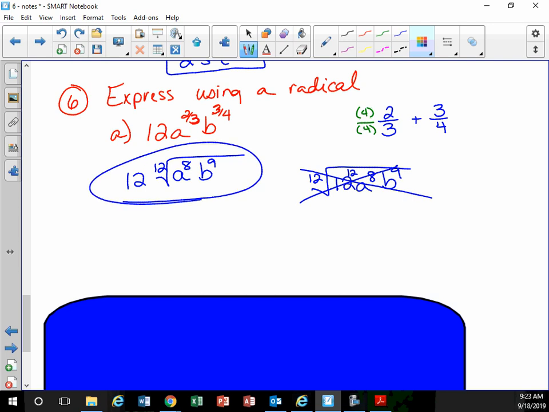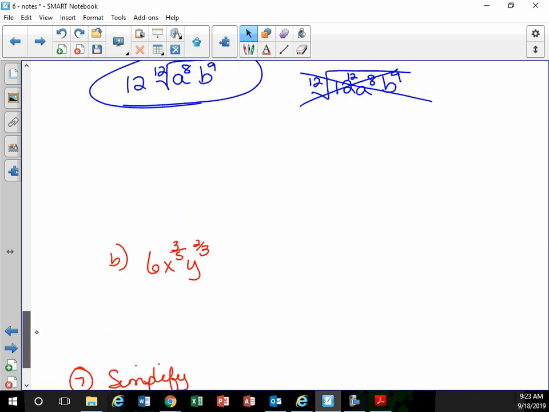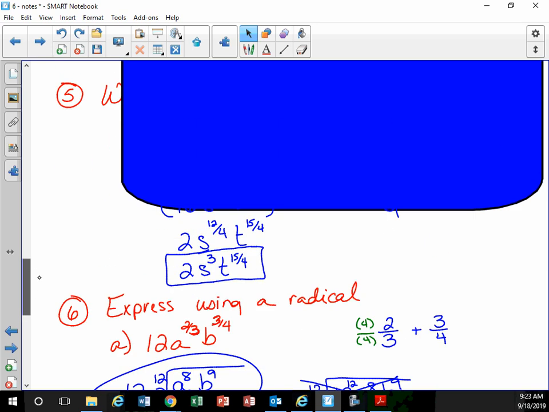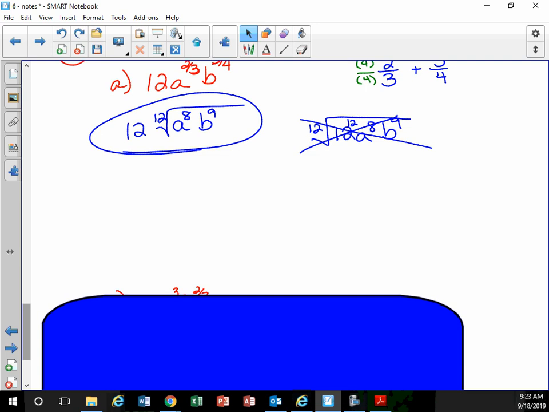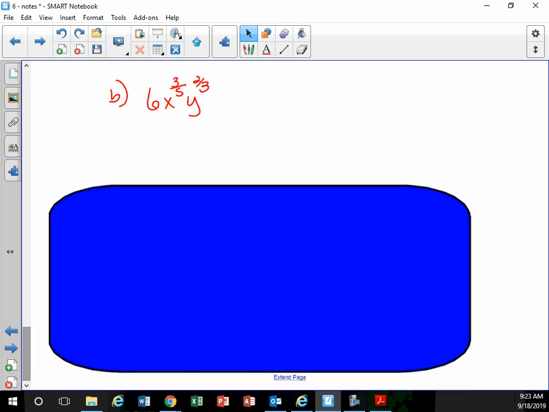All right. One more, guys. You guys try this one. Oh, I lied. One more after that. Okay. Try that one. So same directions here. Write it with a radical. 6x to the 3/5, y to the 2/3.